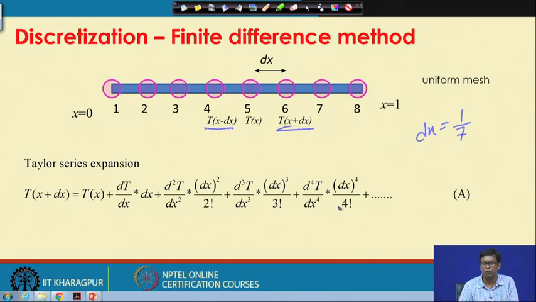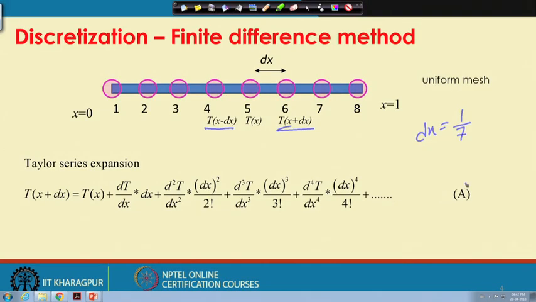So, dx to the power 4 is 1 by 7 to the power 4, which is a small number, which is less than 0.01 even. dx cube is also a small number. If we go for the higher order terms, it is dx to the power 8, dx to the power 10, dx to the power 11, which is a very small number, and in practical cases we can eliminate those numbers, because the difference in temperature due to those small variations is probably not even measurable by any standard measurement technique. So, you can easily discard the higher order terms.